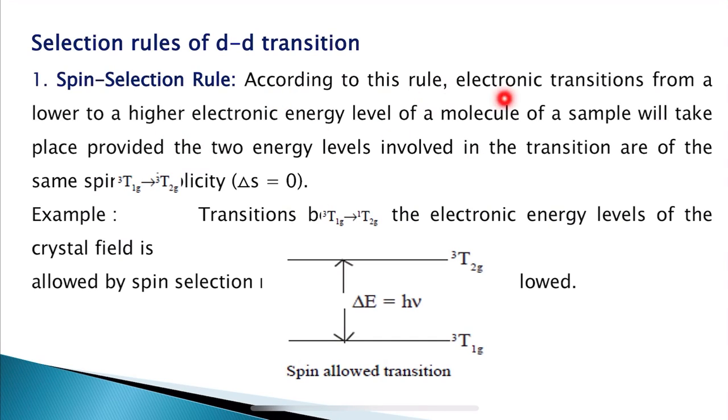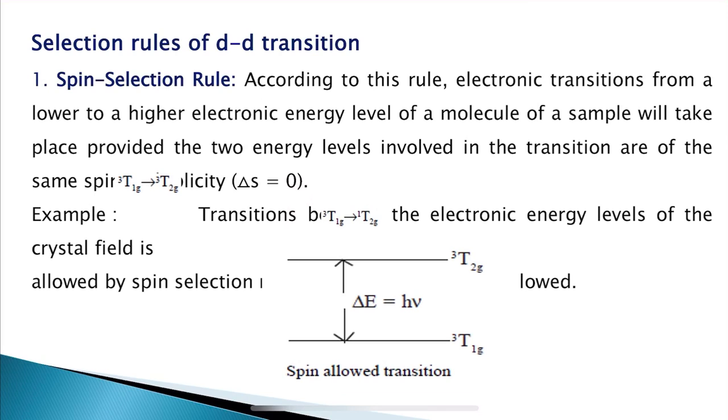According to this rule, electronic transition from a lower to a higher electronic energy level of a molecule of a sample will take place provided the two energy levels involved in the transition are of the same spin multiplicity. That means delta S must be equal to 0. There should be the same spin multiplicity between the two energy states which undergo the electronic transition, and that rule is called the spin selection rule.